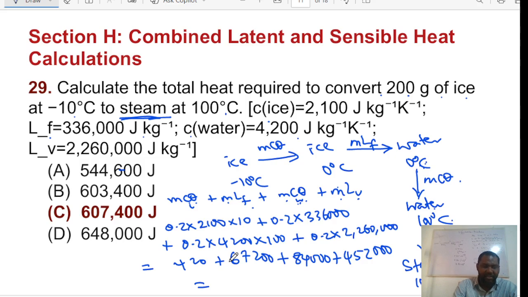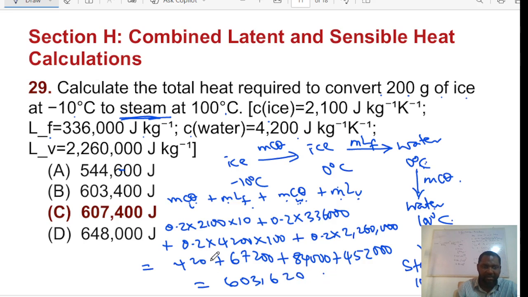So let us add this. We have 420 plus 67,200 plus 84,000 plus 452,000. Okay, my answer here, I hope I didn't make any mistake somewhere, is 603,620.